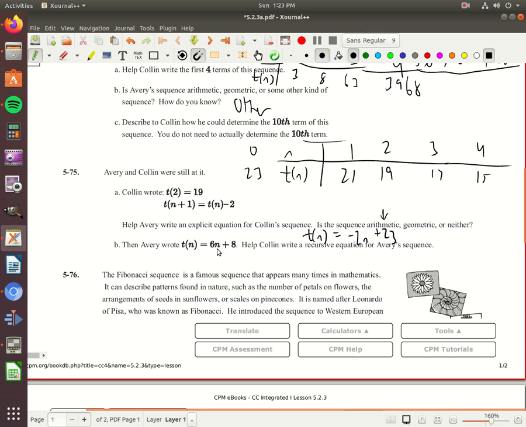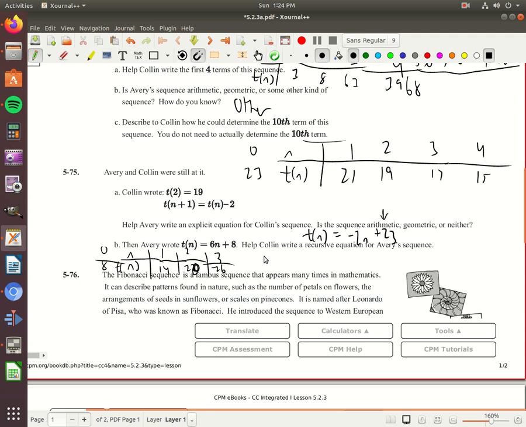Then Avery wrote 6n plus 8. Help Colin write a recursive equation. Okay, so we have n and t of n, right? We know if we plug 0 in, we get 8. If we plug 1 in, we get 14. If I plug 2 in, I get 20. If I plug 3 in, I get 26, and so on, right?